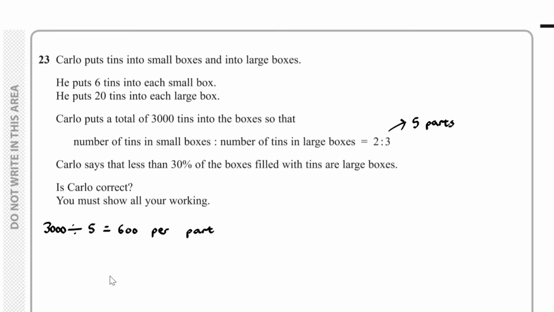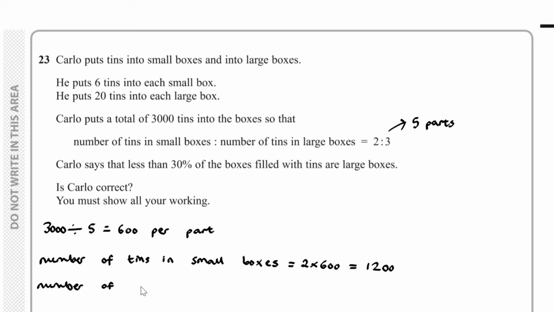So the number of tins in small boxes, that's equal to 2 times 600, which is 1200, and the number of tins in large boxes, that's equal to 3 times 600, which is 1800.